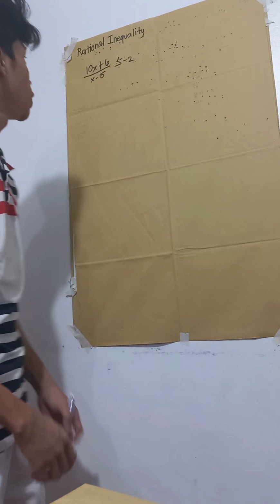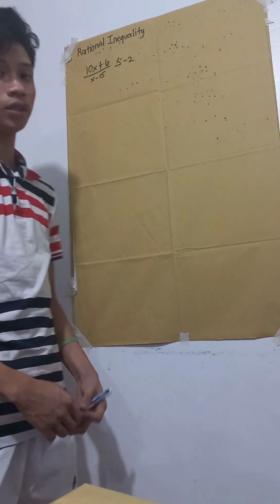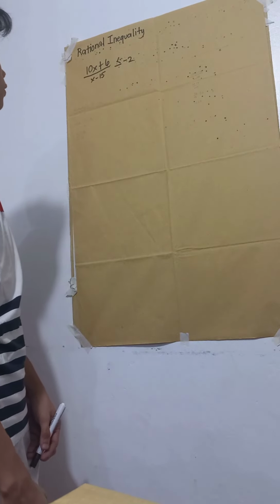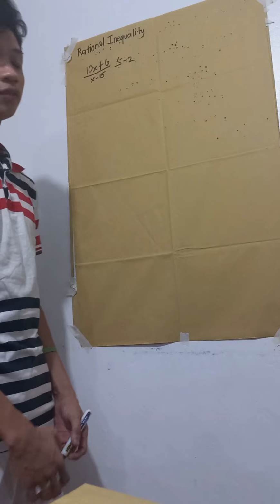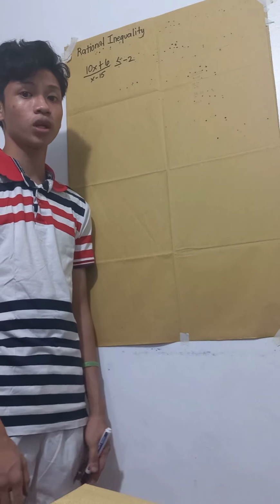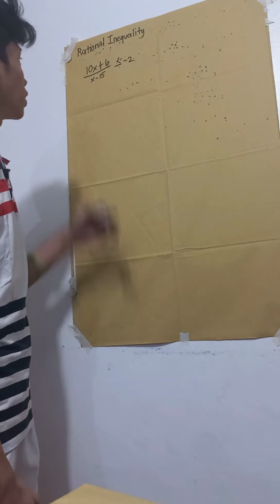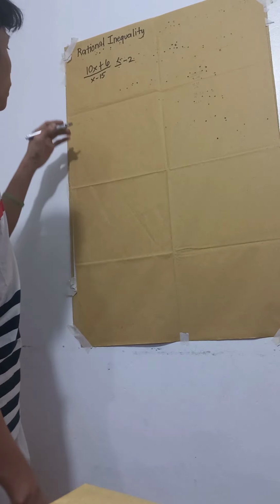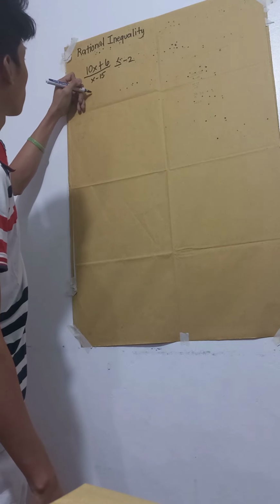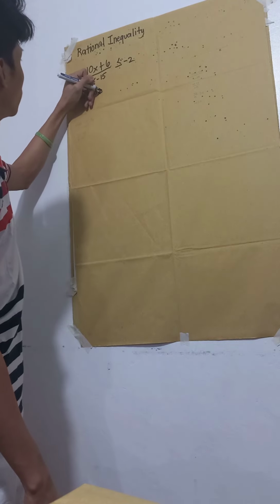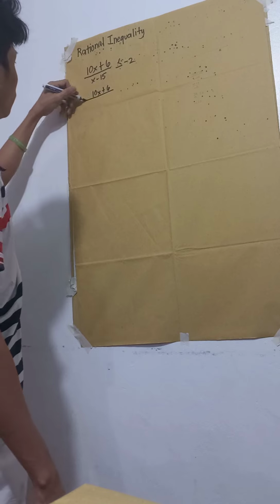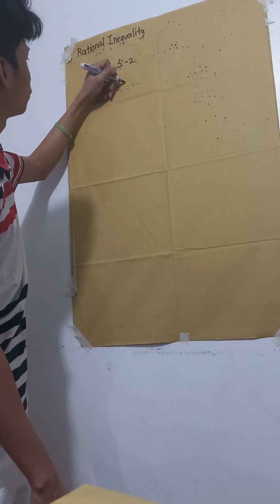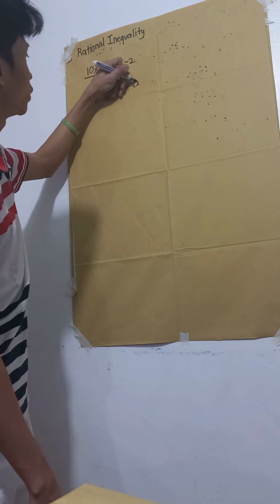Now, I will teach you how to solve a rational inequality given this example. 10x plus 6 over x minus 15 less than or equal to negative 2. So first step, we're going to equate that to 0. So we're going to move negative 2 to the left side, so that would be 10x plus 6 over x minus 15 plus 2 less than or equal to 0.